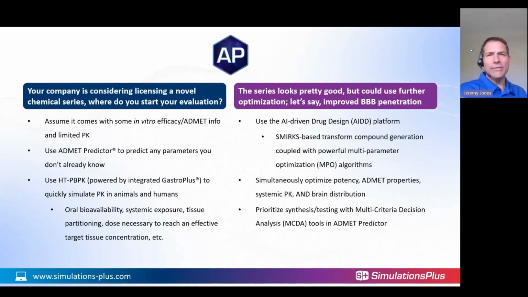And the second one we'll get to afterwards is, the series looks pretty good, but it could use some further optimization. We're talking GLP-1 receptor agonist. Let's say we want to try to improve the penetration through the blood-brain barrier. So the first one, we're going to assume that a company's coming to us.